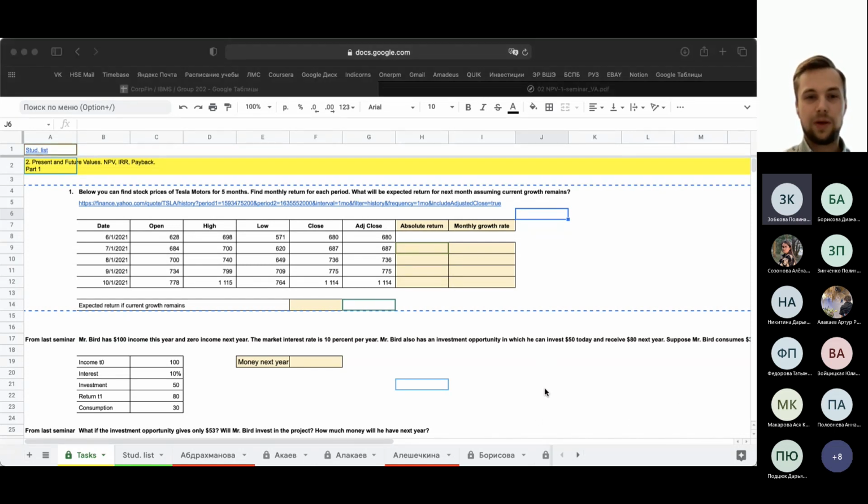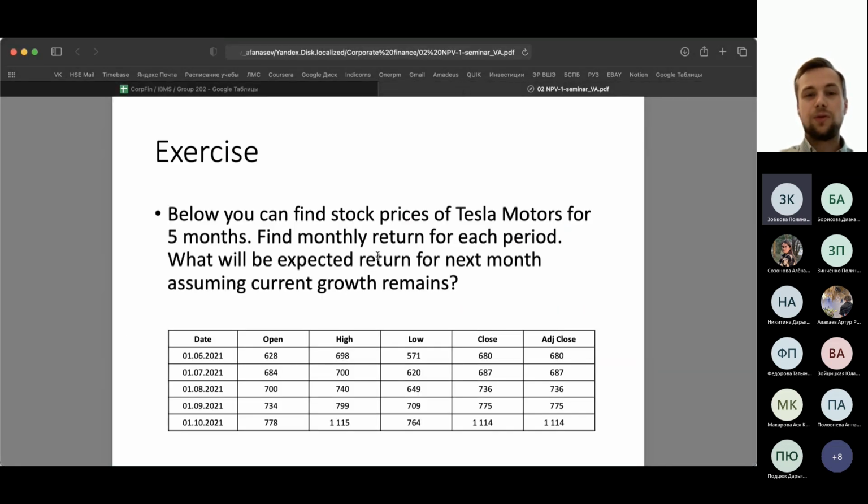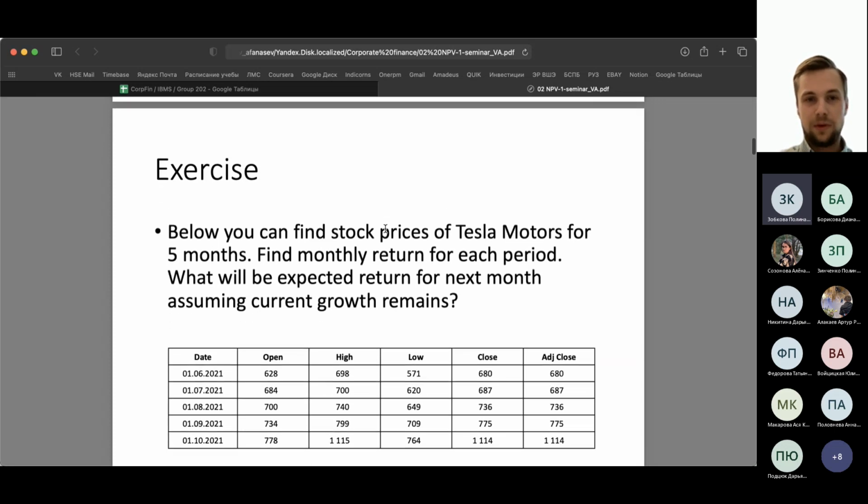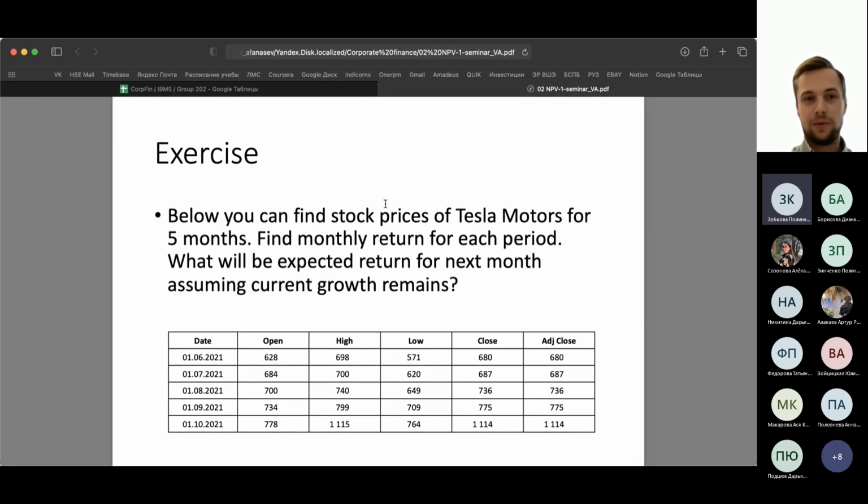Oh, I'm sorry. Okay, so if you have some problems, please tell me. If no one has problems, let's proceed with solving some exercises. I will show the exercises on the slides, but actually they are the same in the spreadsheet, so it's up to you whether to look on the slides.